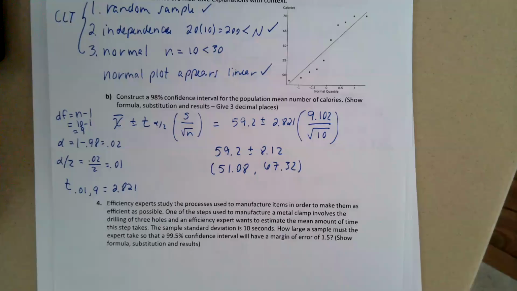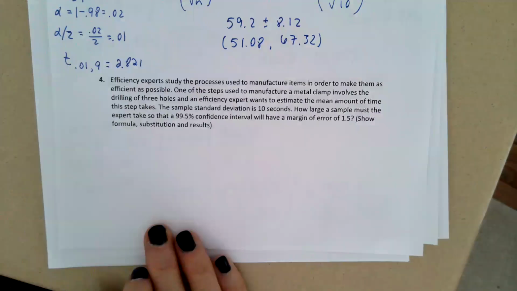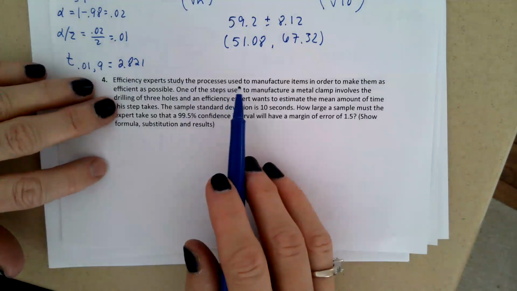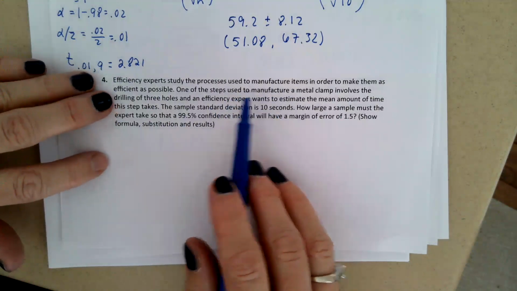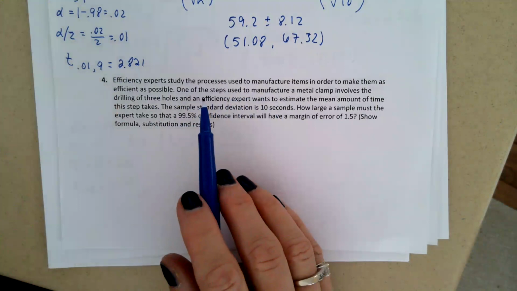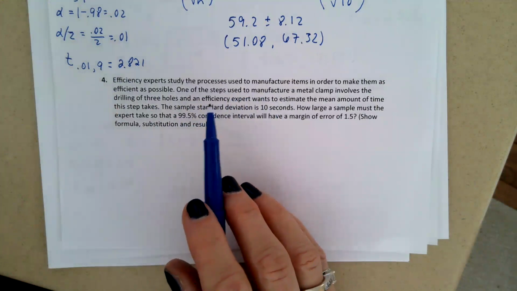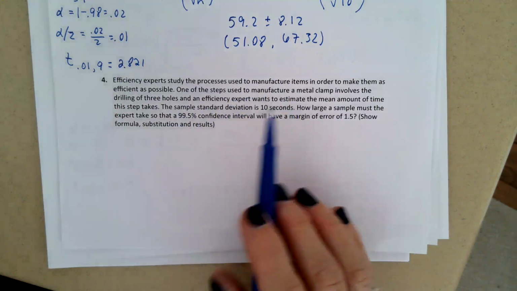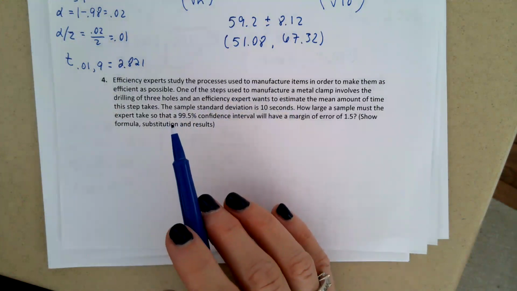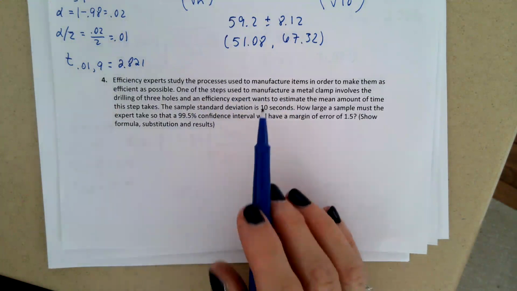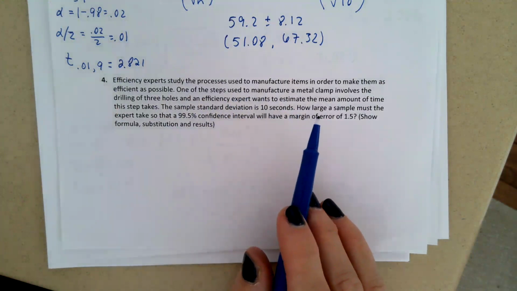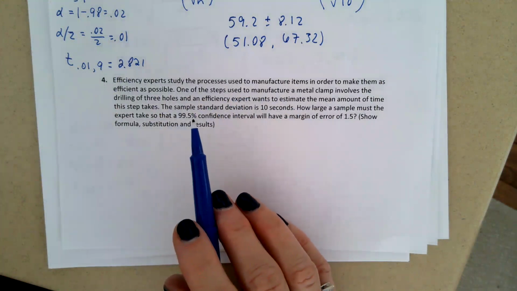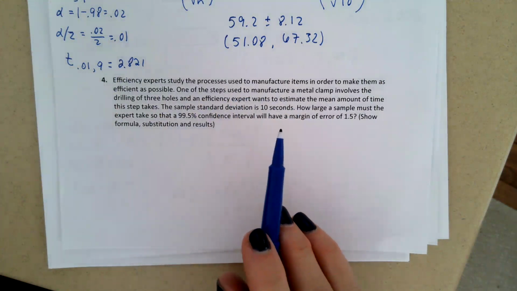And then question 4 is: efficiency experts study the processes used to manufacture items in order to make them as efficient as possible. One of the steps used to manufacture a metal clamp involves the drilling of 3 holes, and an efficiency expert wants to estimate the mean amount of time that this step takes. The sample standard deviation is 10 seconds. How large a sample must the expert take so that a 99.5% confidence interval will have a margin of error of 1.5?